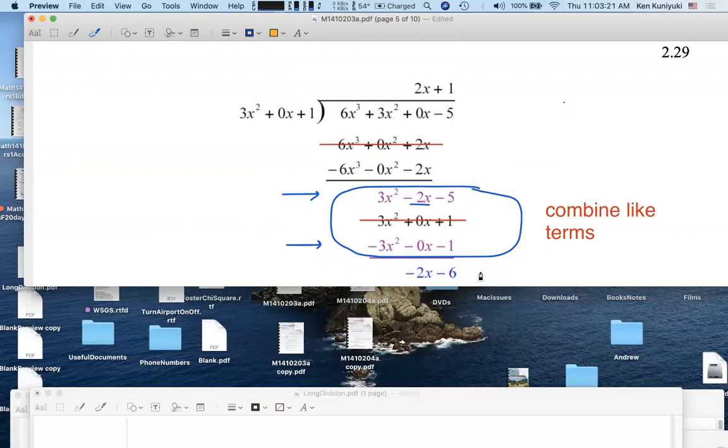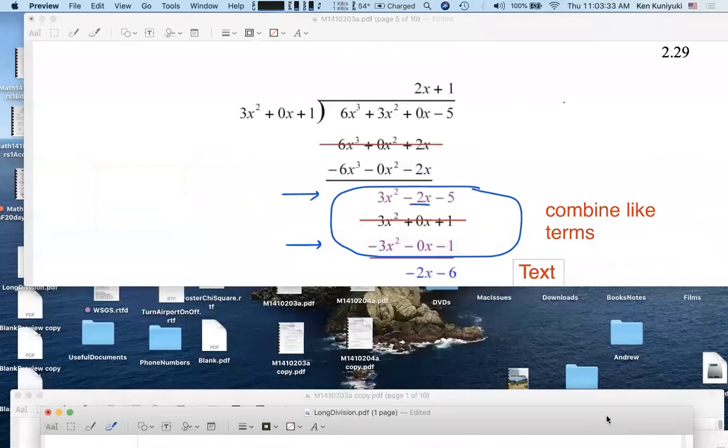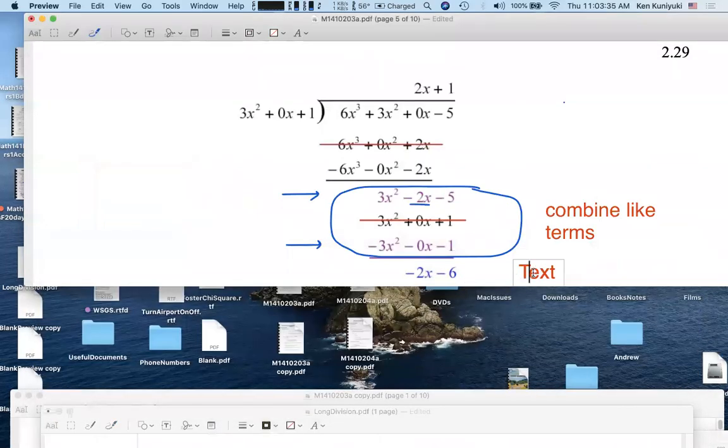In a way, that's our new dividend. But I have another name for this thing, because we're finished with this part of the process. Back up here, what do we call the 1? We call the 1 the remainder. And I claim that we can call this thing here the remainder. Negative 2x minus 6, this will be the remainder.